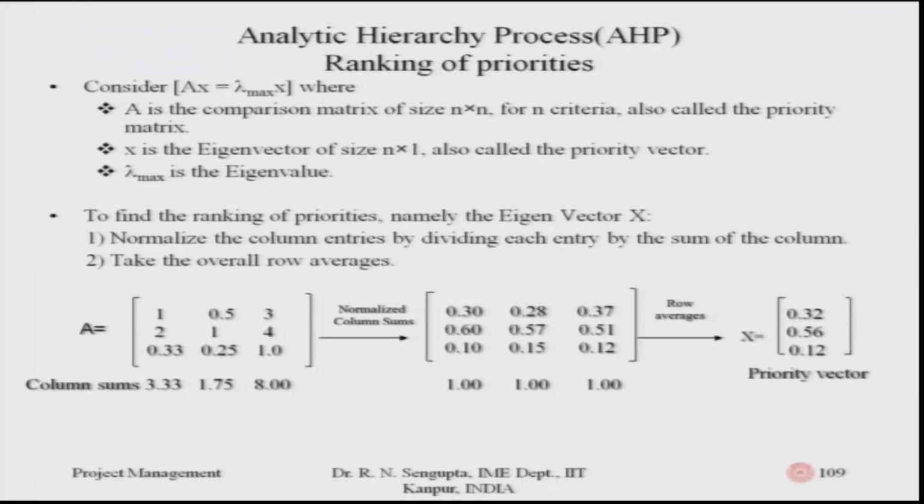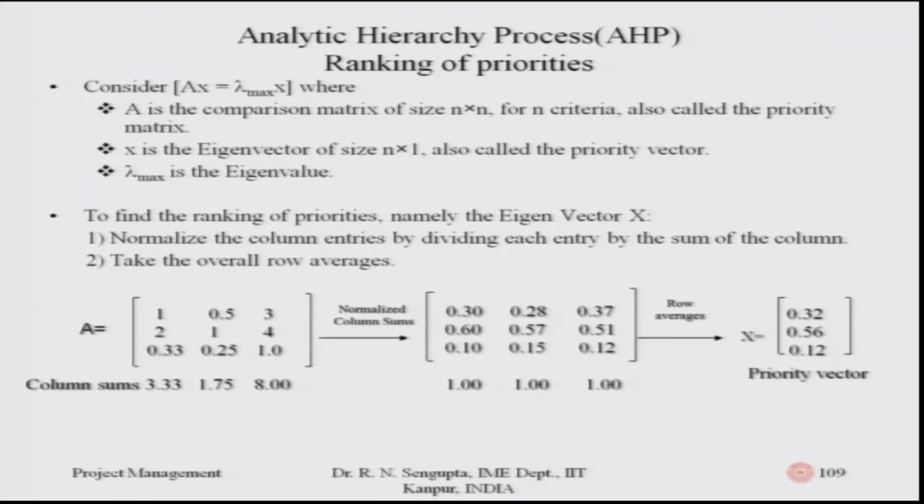Now, you normalize the score. This normalization is done using the column sums. The column sums for the first column are 3.33, 1.75, 0.8. What you do is divide each individual value by the column sum and normalize them, so the sums along the columns become 1. And then you find the row averages.